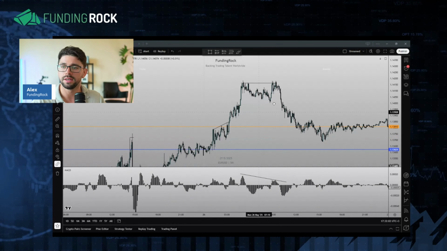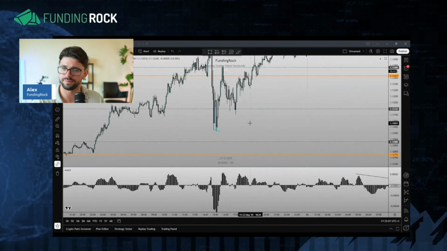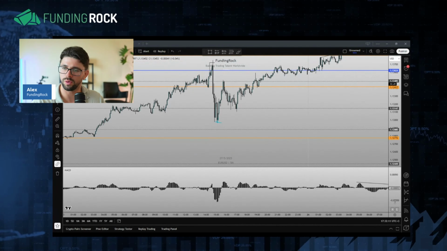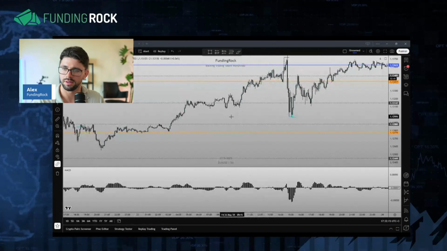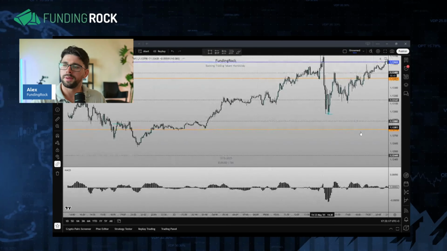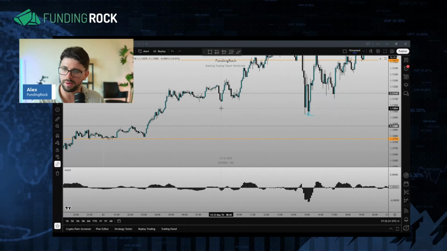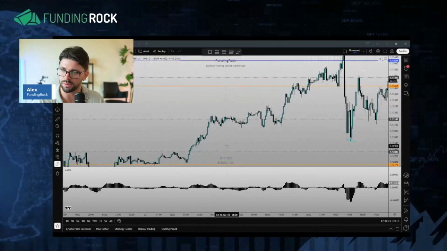Okay, so there you go. What else have we got here? That's a little bit of a tricky one. This is a bit of a tricky one right there. So those are all kind of reversal type of patterns. What about a continuation? Let's have a look at some continuations.